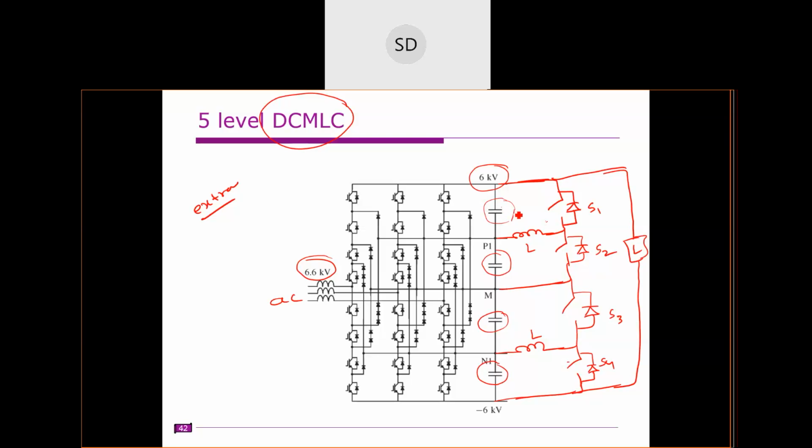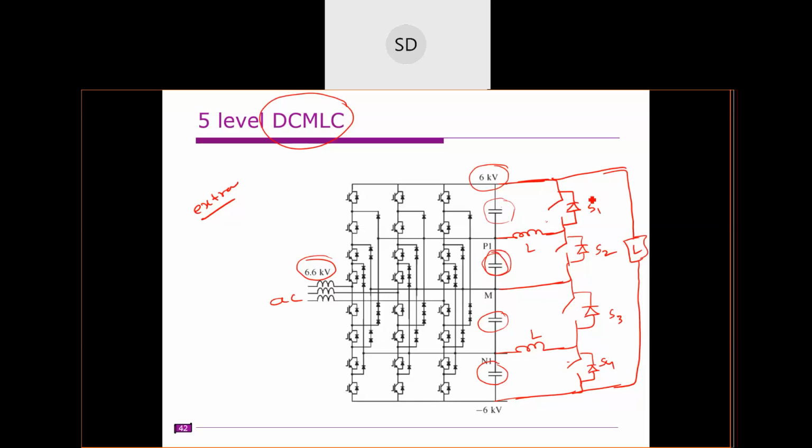Whenever we have additional voltage in any of the capacitors, that additional voltage is first transferred to the inductor, and later it is transferred to any other capacitor which has a low voltage. Under steady state, it is expected that all the capacitor voltages will maintain their reference value. That's how we control it. Everything is the same as the 3-level, but the difference is that here you require 2 inductor circuits and 4 additional switches.